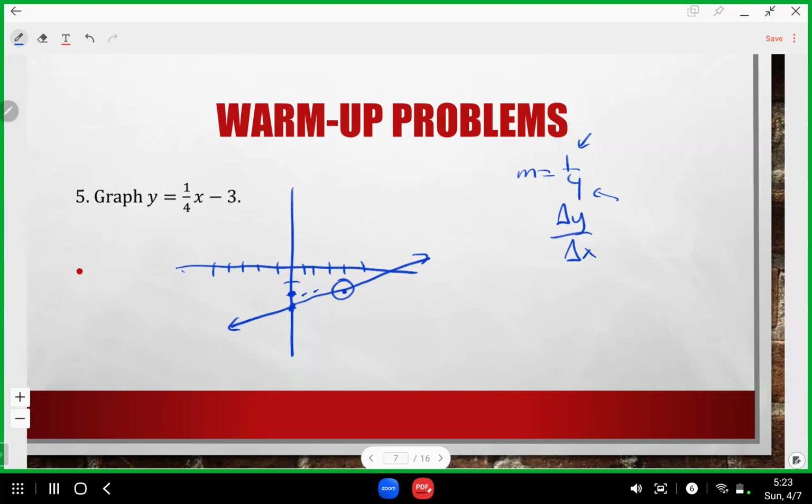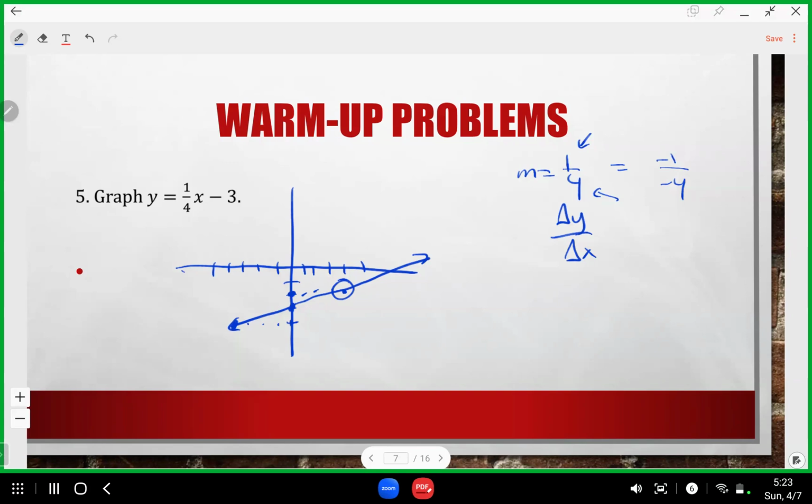Okay, so this is the fastest way. Or 1/4 is also equal to -1/-4, so you can do it the other way. You can go down by 1, and then go 1, 2, 3, 4. It's here, and it should be on the line. So using the y-intercept and the slope, we can find another point. And all we need is 2 points to make a line. Okay, so that is all for the warm-up questions.